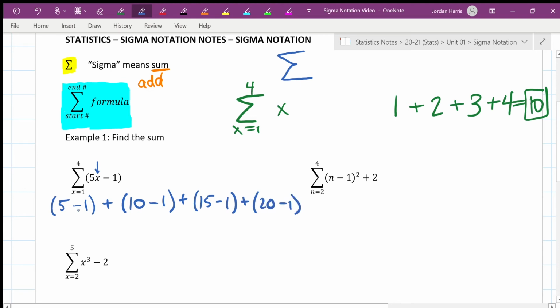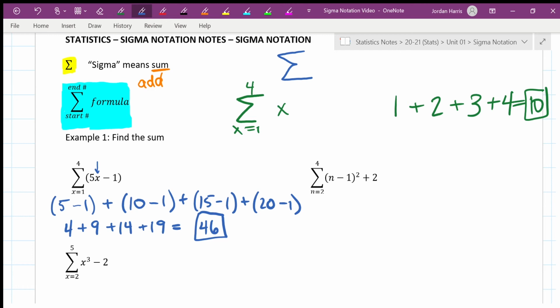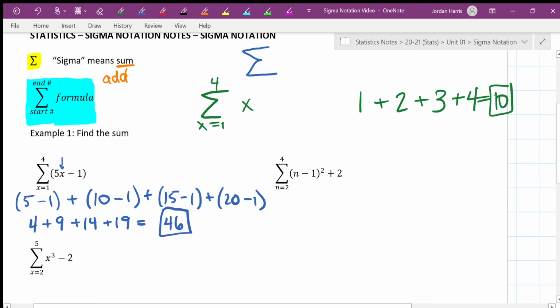Okay, so then I simplify each parentheses, so each set separately. So this is 4, 9, 14, 19. If you need a calculator, this is where you would grab a calculator, you add them up, and you get 46. So that's the answer. Notice the sum is just a number at the end. Okay, so it's a weird thing to think about, but this is a common symbol in statistics equations. When we get into looking at equations, you'll see sum of some formula happens a lot.